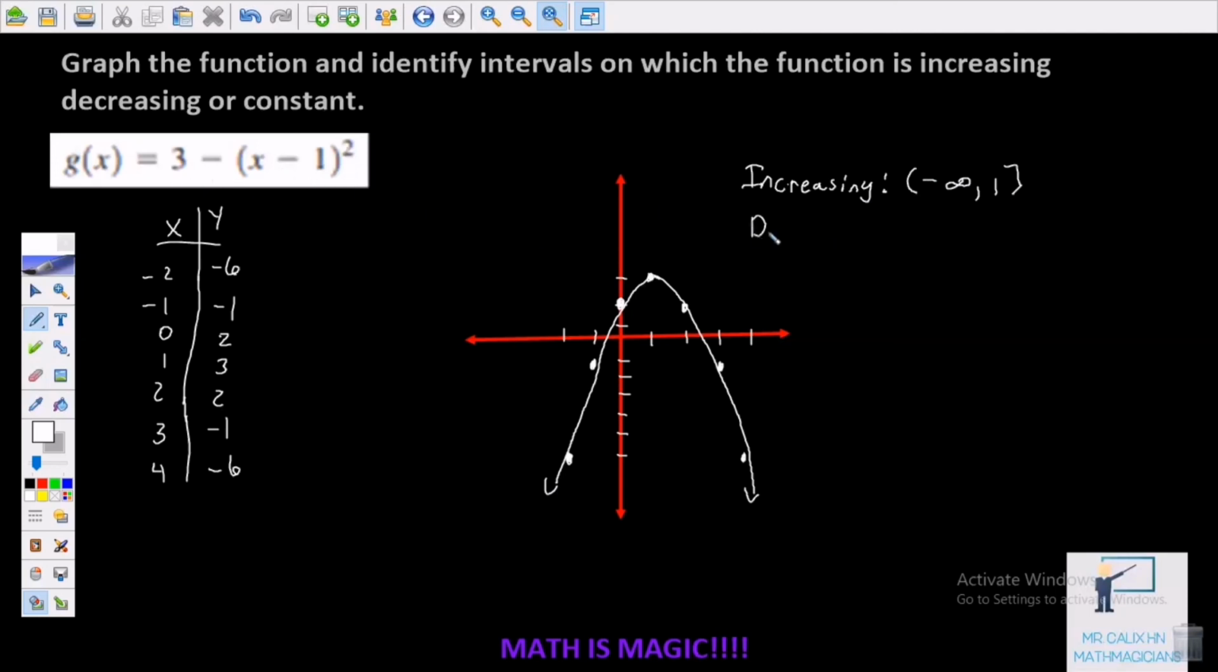Then, from 1, it starts decreasing. So we can say that it starts decreasing from 1 until you get to the positive infinity. And that would be your answer.